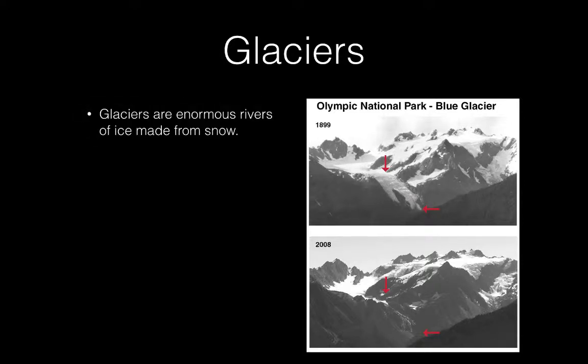Glaciers are enormous rivers of ice made from snow. The snow falls over time and packs into, for example, a valley or a mountain, and that turns into a glacier.